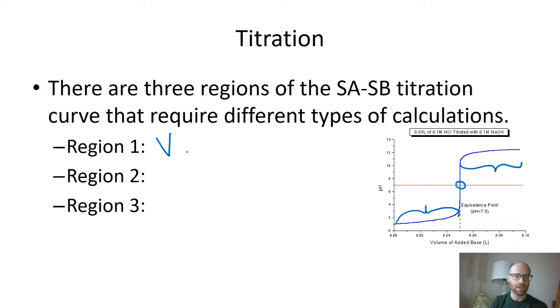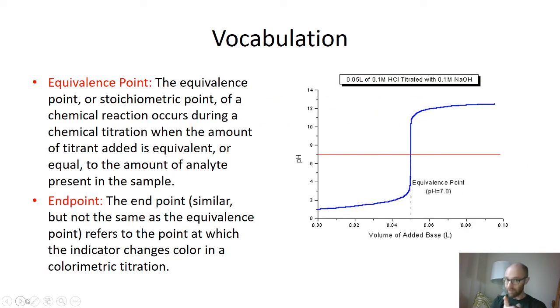So the first one is going to be where our current volume is less than the equivalence volume. Our second region will be where the current volume is equal to the equivalence volume. And our third region is going to be where the volume delivered is greater than the equivalence volume. So 3 sets of calculations shouldn't be terrible. Let's dive into it. But first, a little bit of vocabulary.